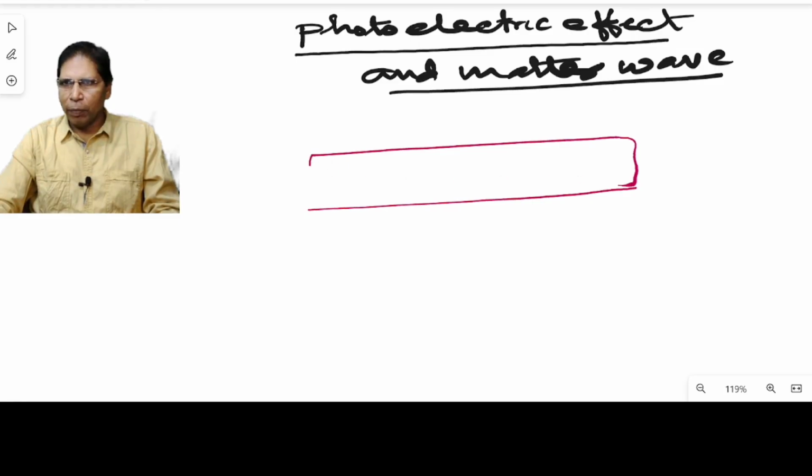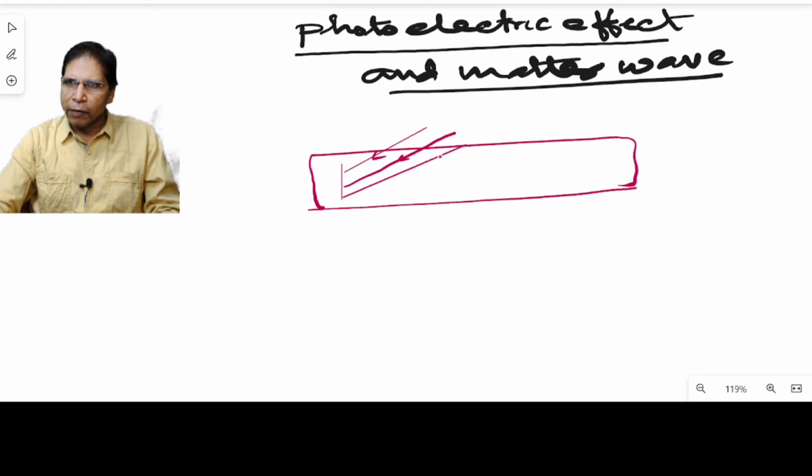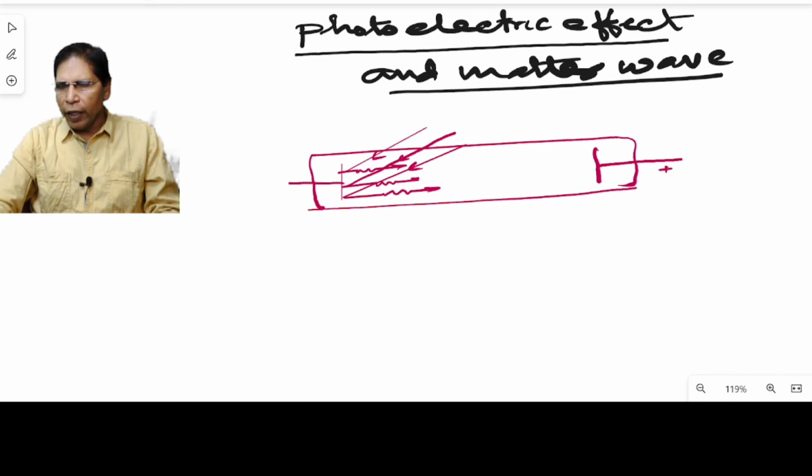Look at this. This is the vacuum. This is the cathode. Light is incident on this surface. Due to incidence of this radiation, the electron is emitted. This emitted electron is collected at the anode. Now if the anode is connected to the positive terminal and the cathode is connected to the negative terminal of a battery, then current will flow. This current is called photocurrent.